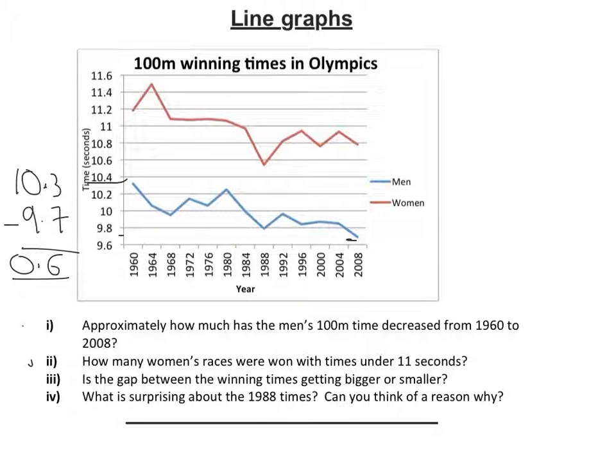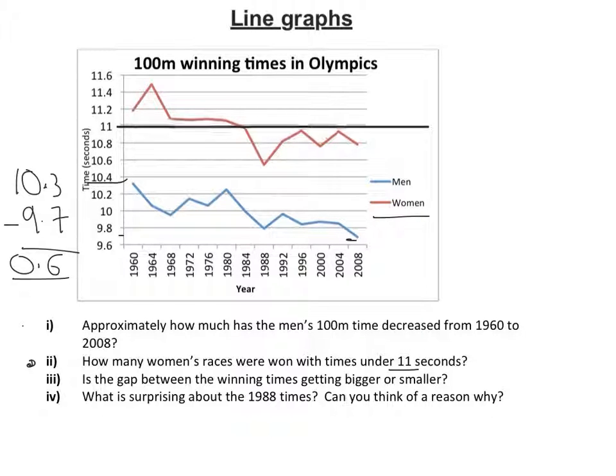So question number 2. How many women's races were won in times under 11 seconds? Well, women are in red, so let's bring a line up and put that across 11 so we can see which ones are below it. So we've got one here just here. Well, it's 1, 2, 3, 4, 5, 6, 7. So there were 7 times.